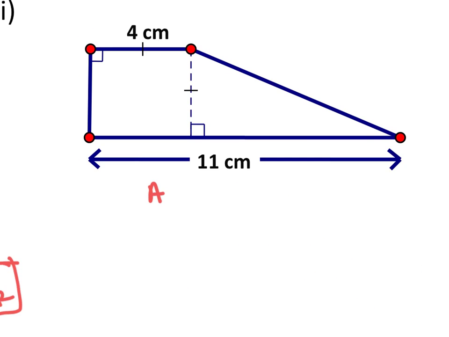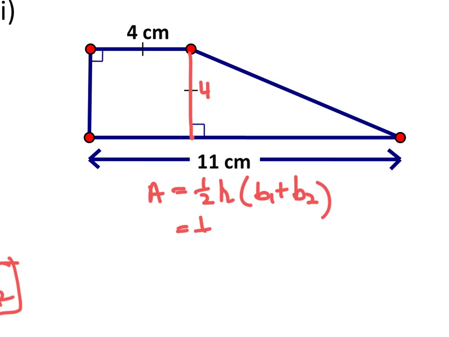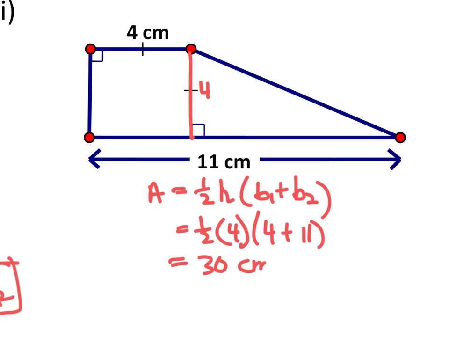This problem, writing down my formula. Okay, then marking it up. I know that dimension is also 4. So I have my B1, B2, and height. A height of 4, B1 is 4, and B2 is 11. So multiplying that out, 2 times 15 is 30 square centimeters.